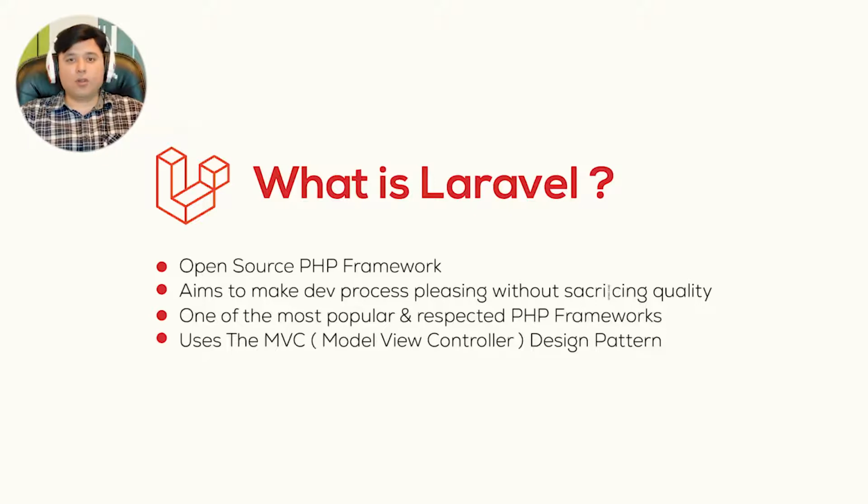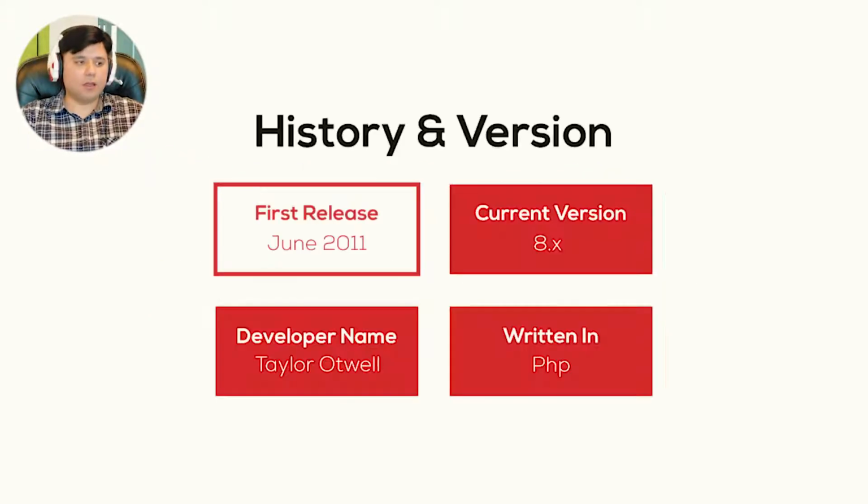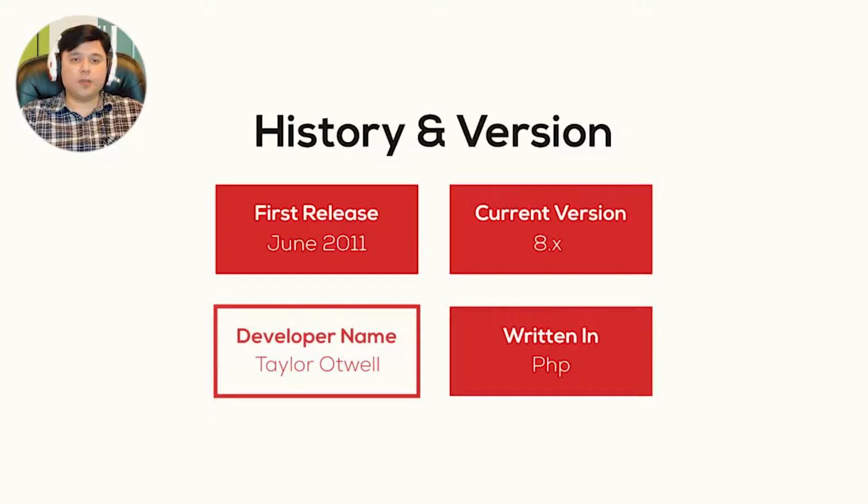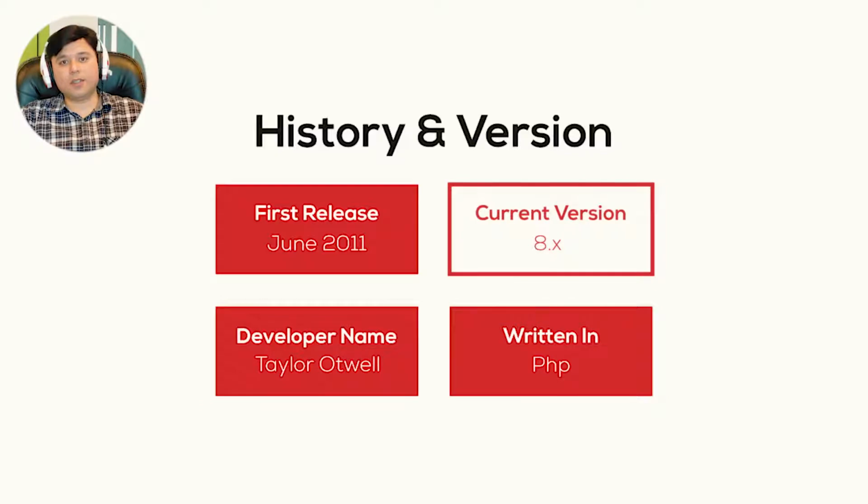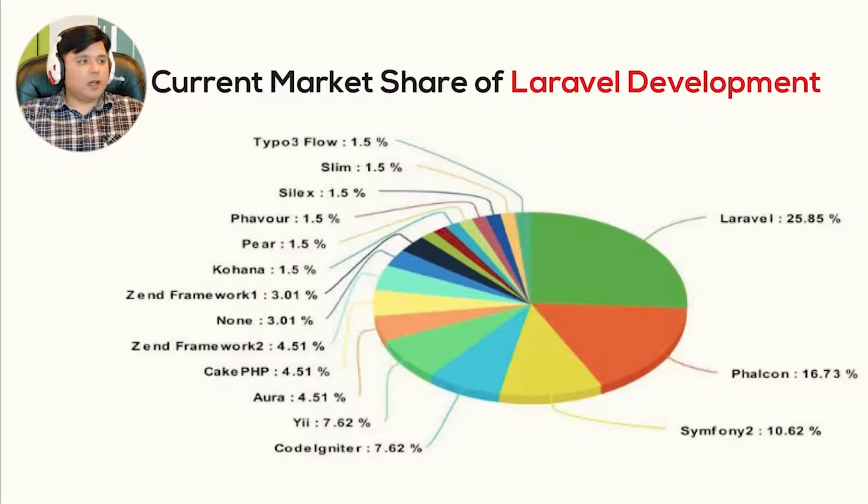And this is the most popular framework of PHP. It was released in 2011, its developer's name is Taylor Otwell, and its current version is 8.8 at the time of recording this video. In this slide, you can see that among PHP frameworks, Laravel has a 25% market share with respect to other PHP frameworks.